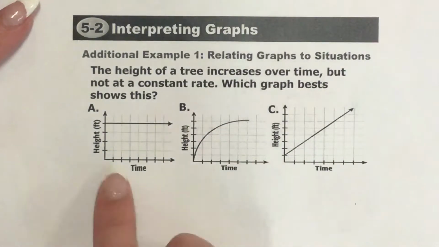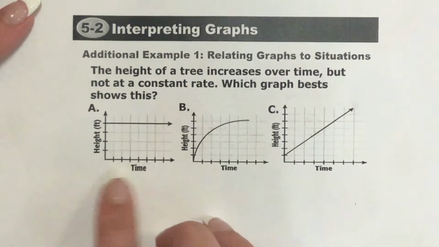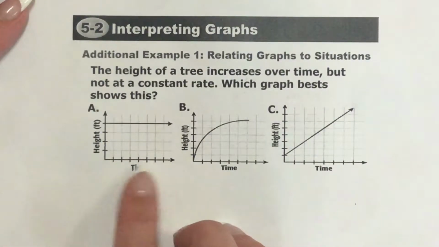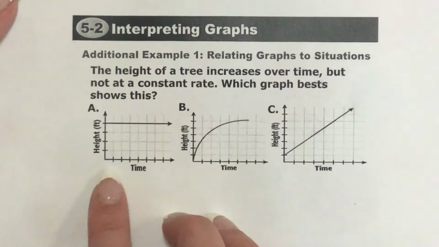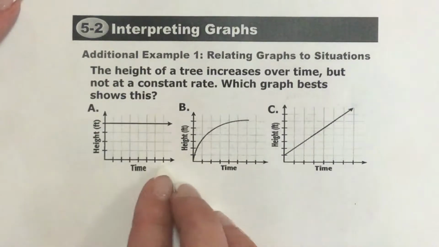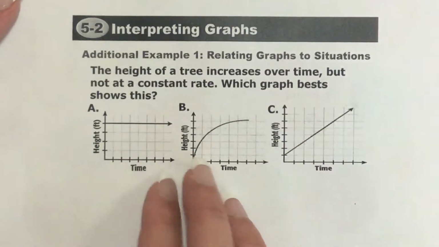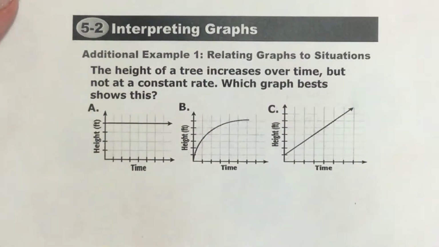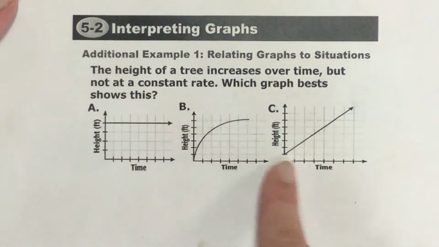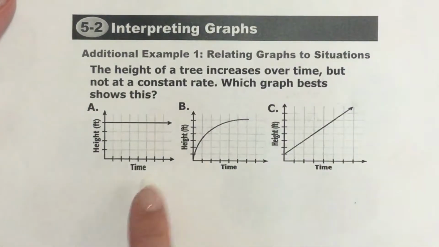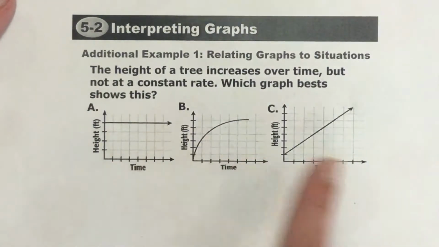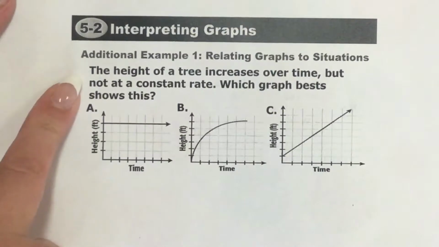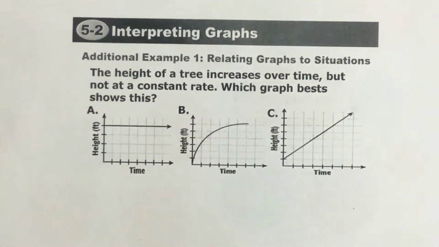If you see here, time is represented by the x-axis, which is kind of a normal thing. For the most part, whenever you're dealing with time or seconds, it's usually going to be on the x-axis. And on the y-axis is height. So for each of those, time and height. What we're going to do is choose the best graph which fits this particular situation.